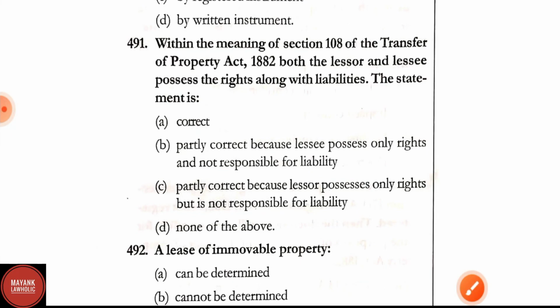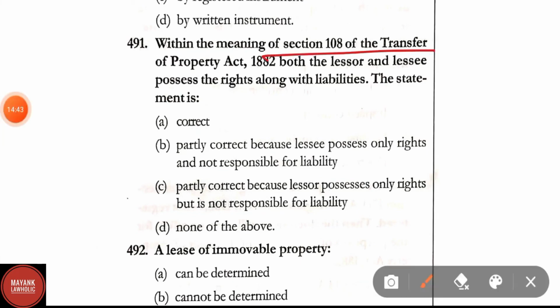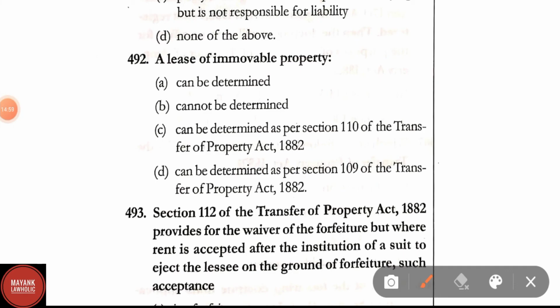Question number 491. Within the meaning of section 108 of the Transfer of Property Act, both the lessor and the lessee possess the rights along with the liabilities. The statement is correct. Question number 492. A lease of immovable property can be determined.